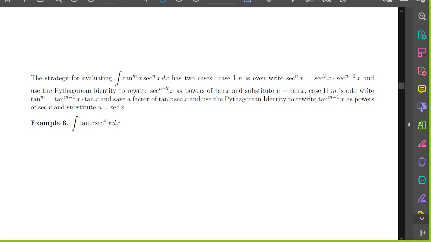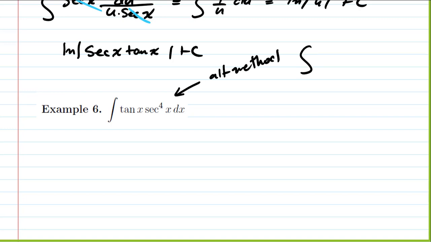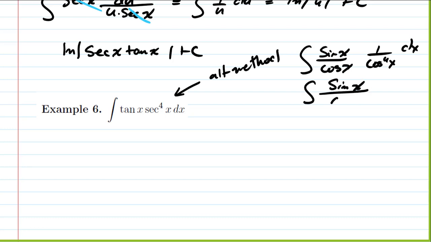It's worth noting in these, if you're willing to do a little bit of algebra or a lot of algebra, secant and tangent are both sines and cosines. So note an alternate method is to rewrite this as the integral of sine x over cosine x, and secant is 1 over cosine, so 1 over cosine to the 4th x dx. So then that's sine x all over cosine to the 5th x dx. And let u equal cosine, and then du is sine. And you'll be integrating 1 over u to the 5th.